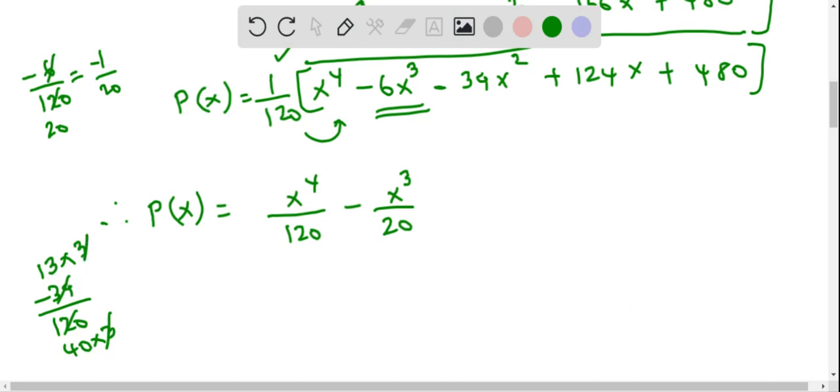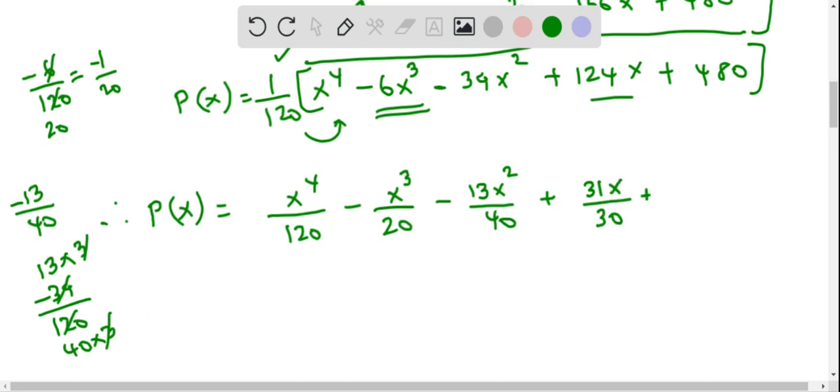This means this 3 and this 3 will get cancelled. So we basically get negative 13 over 40. So this is the fraction, and this has to be multiplied with x squared. So we will get negative 13x squared over 40. And we also have to multiply this 1 by 120 with the next term, 124x. And so when we simplify, we will get 31x over 30.